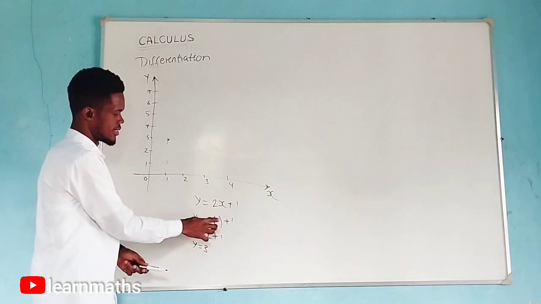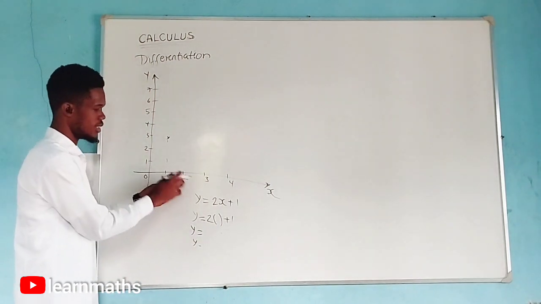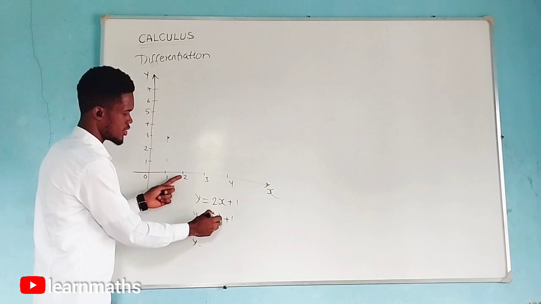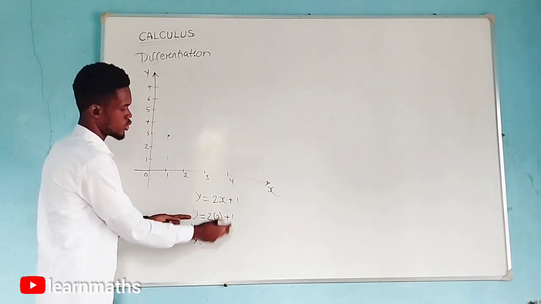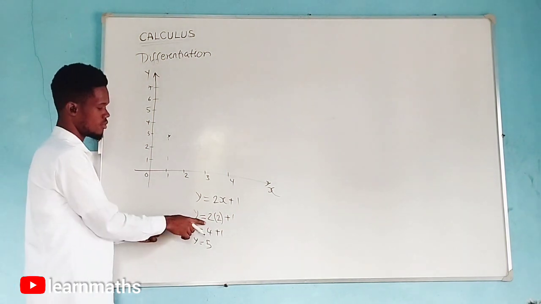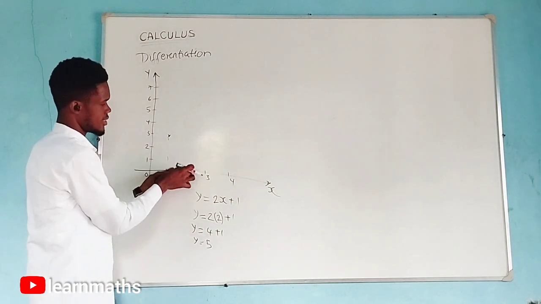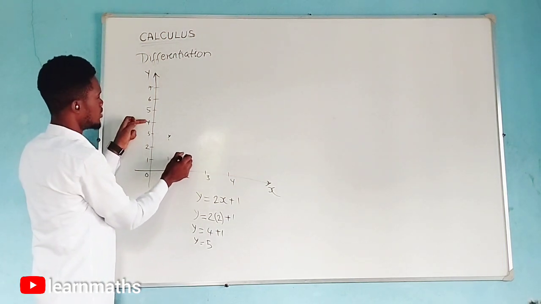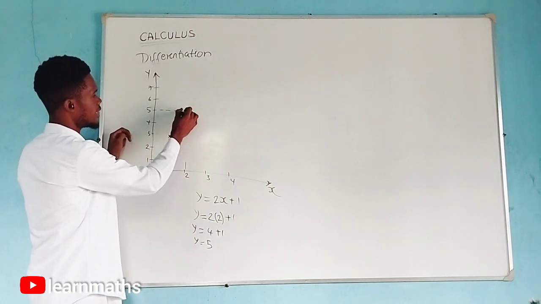Now let's try this same equation, but this time with the value of x being 2. When x is 2, what will y be? 2 times 2 is 4, plus 1, that's 5. So when x is 2, y is 5. You understand? When the x-axis is at 2, y is at 5. This is where they intersect.